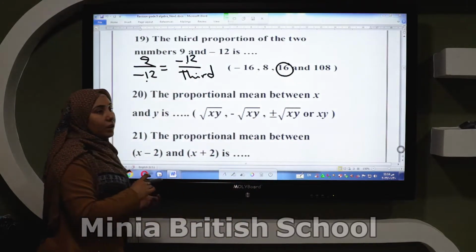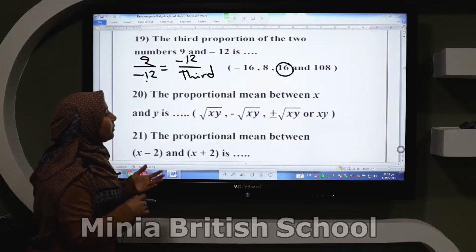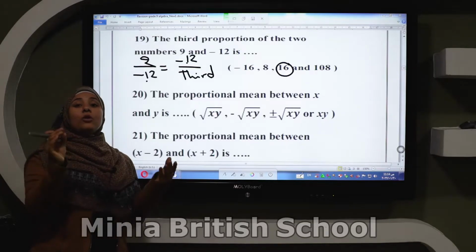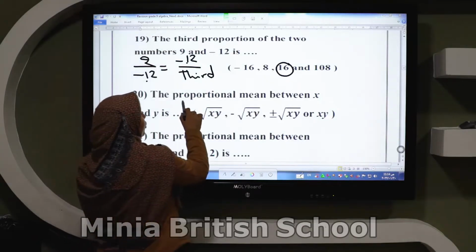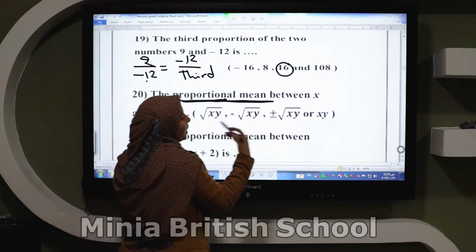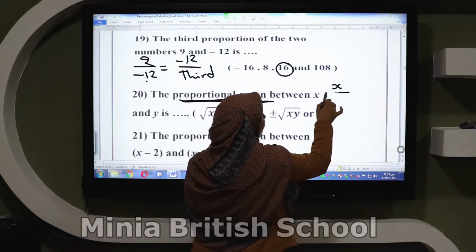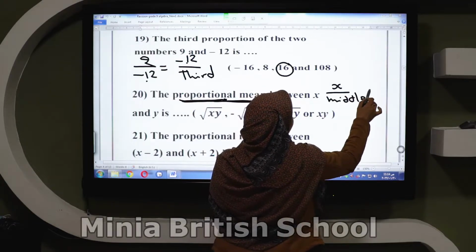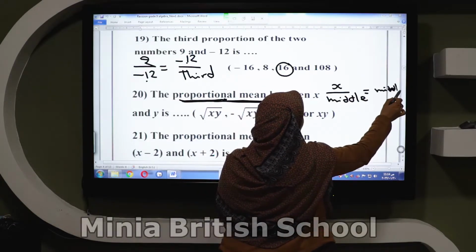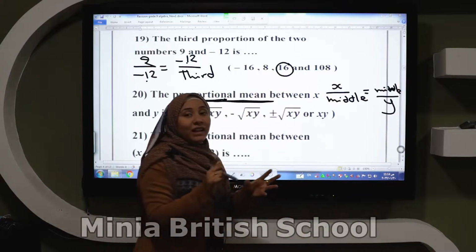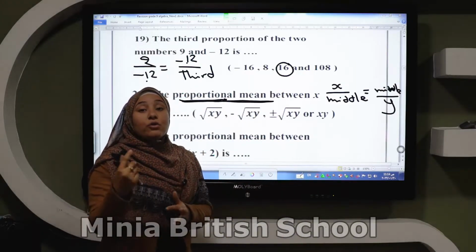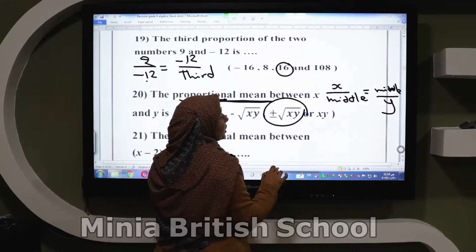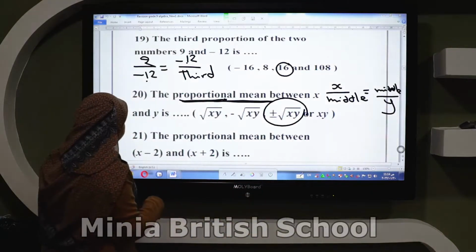Good. Number 20. The proportional mean between x and y. Proportional mean, I mean also continued proportion. I mean if you have x over the middle term, equals also the middle over y. So the middle here is positive or negative root xy, positive or negative root the product of x and y, okay?